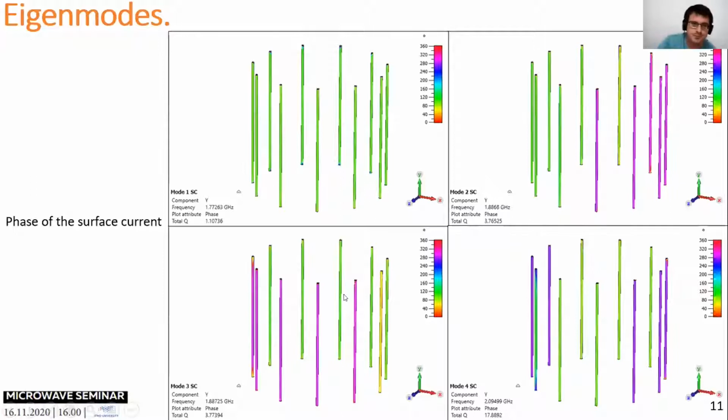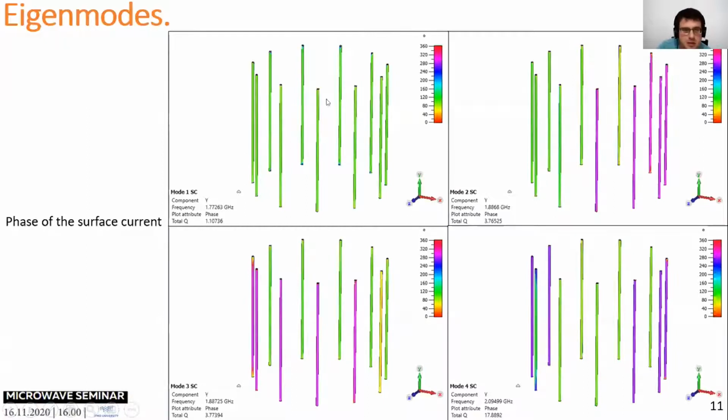And at this point, I found that maybe it would be better to use an even number of wires to make the structure totally symmetrical, because what are the modes? Modes are the order of alternating or changing the direction of the surface current. However, when the number of wires is not 10 or 12, but 11, there will always be some wire in your structure which is in a kind of intermediate position.